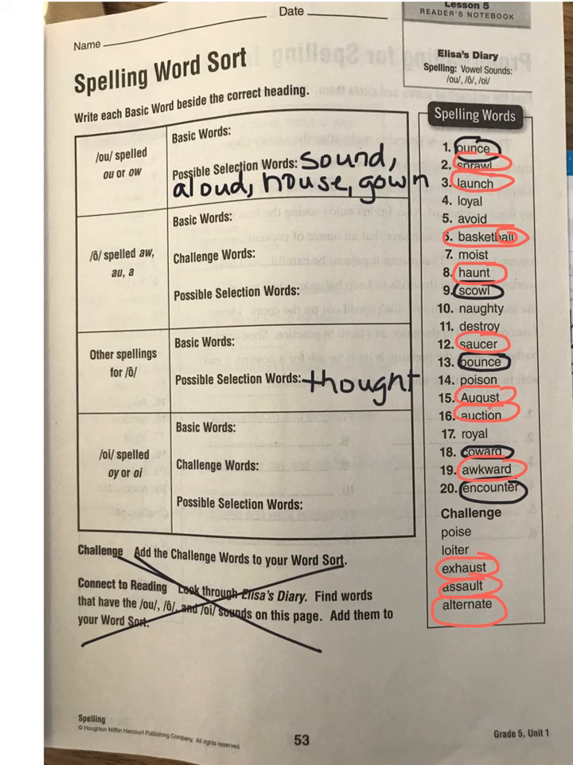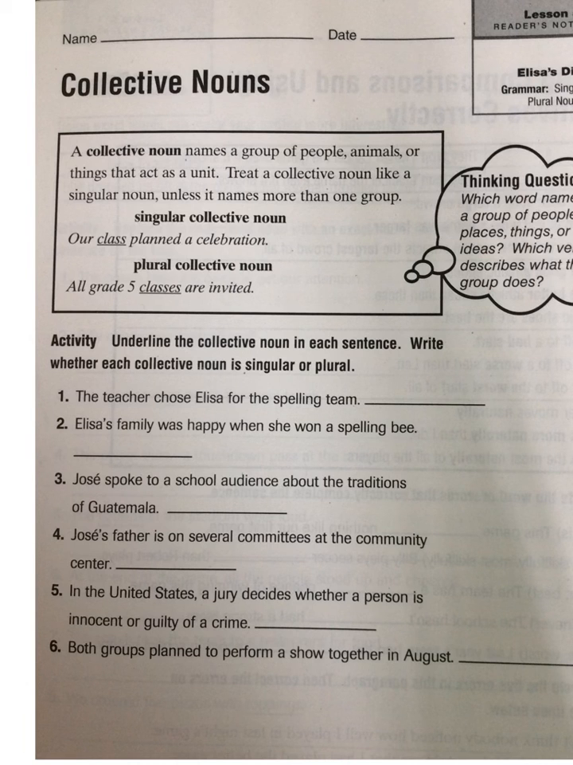And let's take a look at our grammar lesson for tonight. So we're looking at collective nouns. So we've done our plural nouns, we've done more plural nouns, so now we're going to be looking at collective nouns. And a collective noun names a group of people, animals, or things that act as a unit. Treat a collective noun like a singular noun unless it names more than one group. So for example, a singular collective noun, our class, which is a group of people, it's a group of students, but they act as one unit.